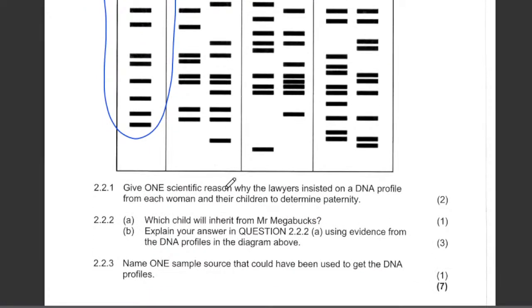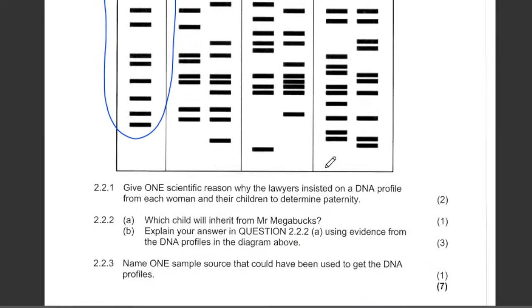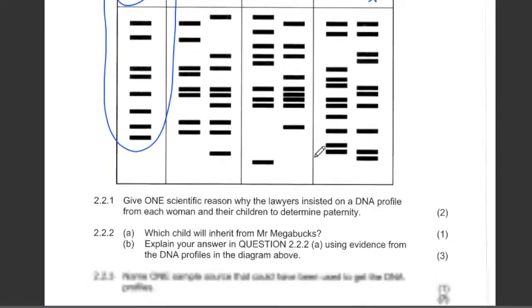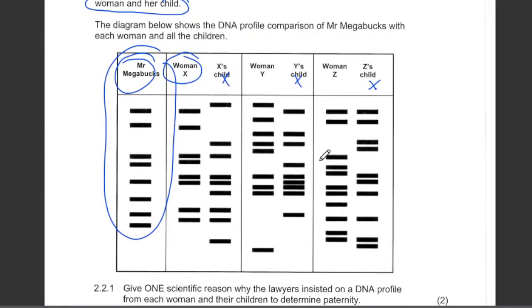Therefore, let's go. Give a scientific reason why the lawyer insisted on DNA profiles from the woman and their children to determine the parent. Because DNA is unique. There is no way you can manipulate it, so you can identify the actual parent of these children, or the actual children of this gentleman. They are saying that the child who will inherit his wealth, you have to first identify.